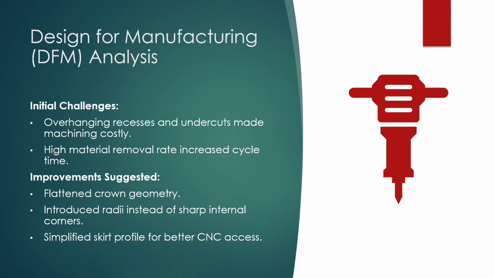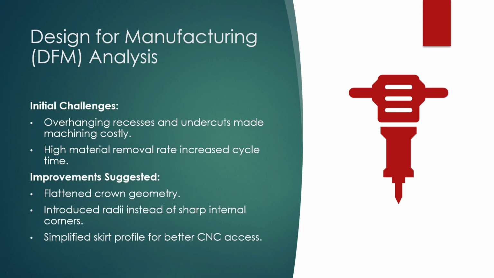And to do so, we've had to analyze the design and manufacturing, and our initial challenges were overhanging recesses and uncut areas that made machines costly, a high material removal rate, and increased cycle time. As you know, the V12 engine has lots of pistons, and it makes lots of horsepower to run any significant machine. So it creates lots of power. So those are the challenges we are facing during our drawing and so on.